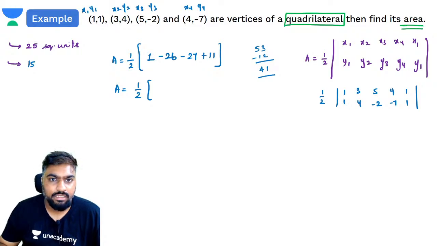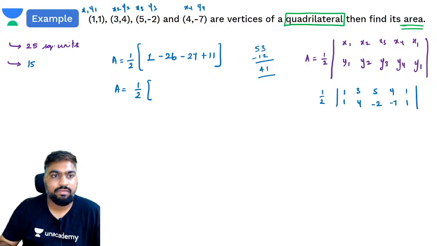Four minus 3 is 1. -6 minus 20 is -26. -35 plus 8 is -27. 4 minus of -7 is 11. It is correct.